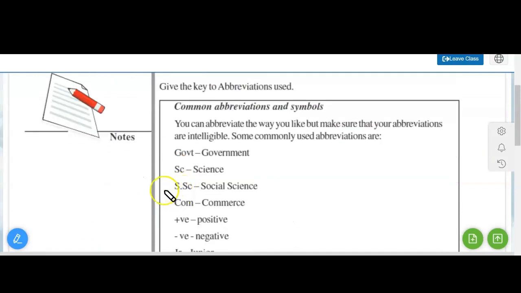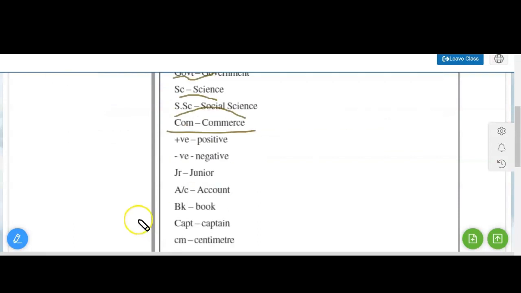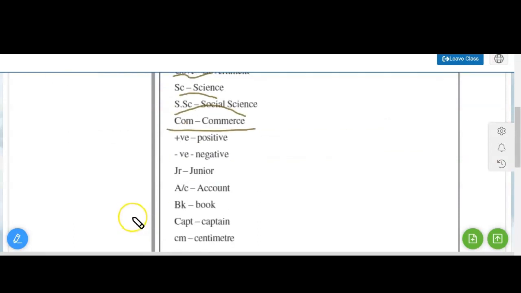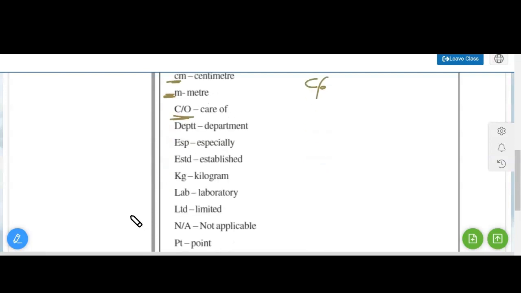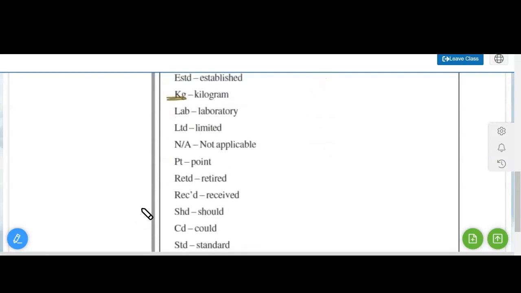Next is abbreviations used. Basic abbreviations. An abbreviation is a short form that you use. So GOVT is for government, SC for science, SSC for social studies or social science, COM for commerce. This is for positive. So we have got so many. Usually we can see CM for centimeter, M for meter. This is for care of. Okay, so kg is kilogram, limited is LTD. These are abbreviations.